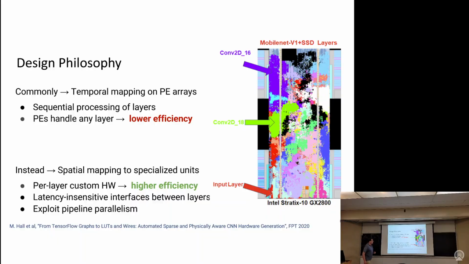This is what it looks like for, this is actually a certain CNN, MobileNet V1, and it's actually doing object detection.